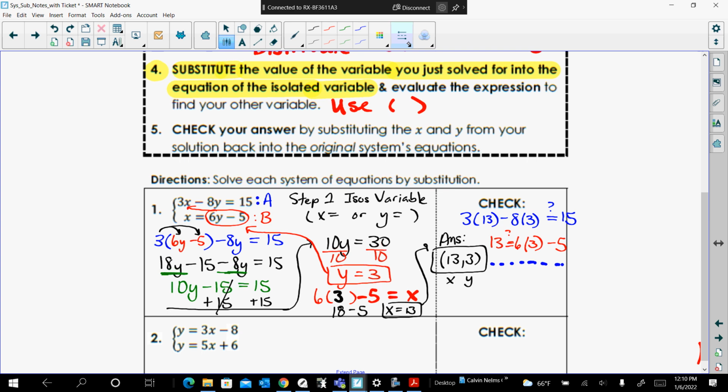When I do the first one, the 3 times 13, that's going to give me 39, right? Y'all with me? So 39 minus 24, does that equal 15? Yes. Are we okay on that? If I check the second one, same thing. 6 times 3 is 18. 18 minus 5, yeah, that gives me 13. So it will work for both.